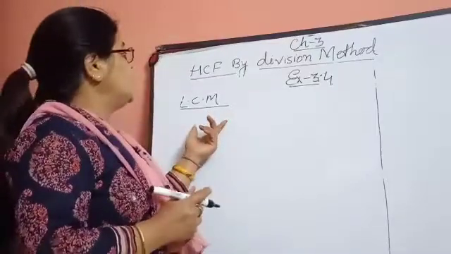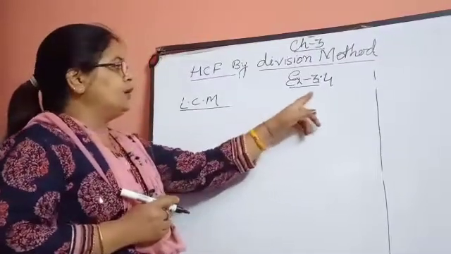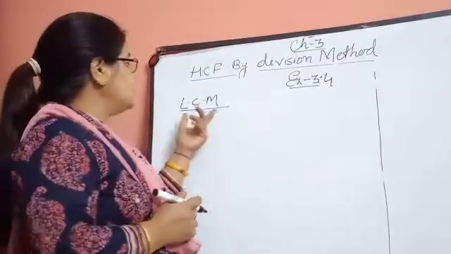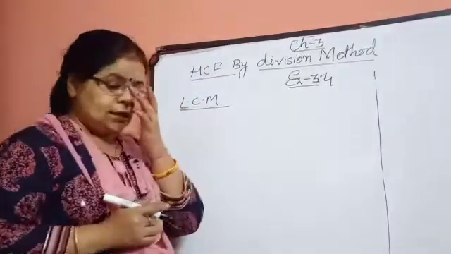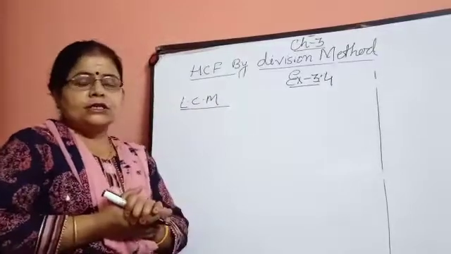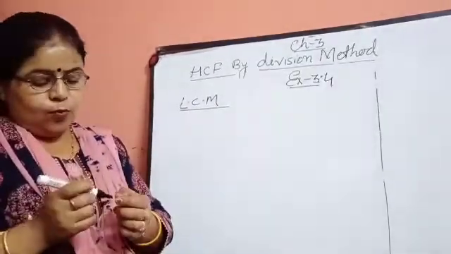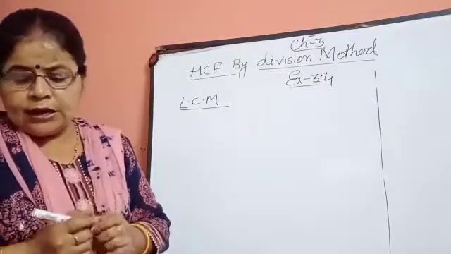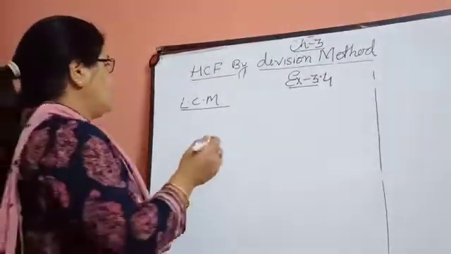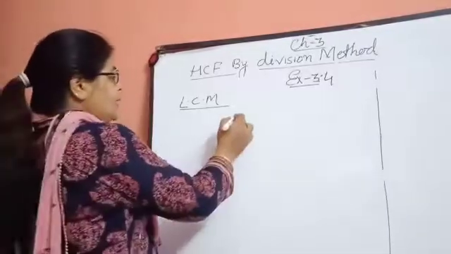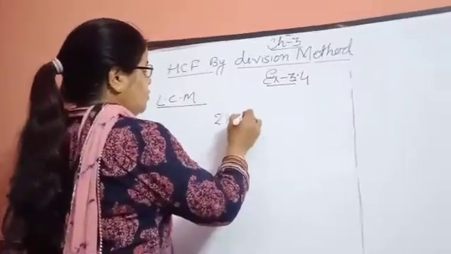Now beta, further we are moving to the next exercise, that is exercise 3.4, and in this exercise you have to find LCM. Last year you did a lot of questions on LCM. Most of the children know how to find the LCM, but again we are repeating because it is in our syllabus. And see how I am finding it.